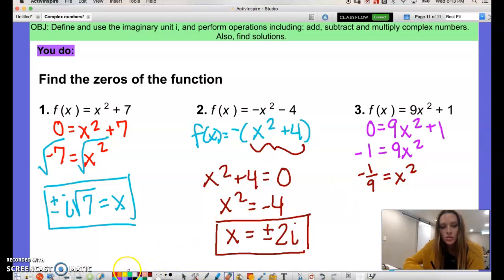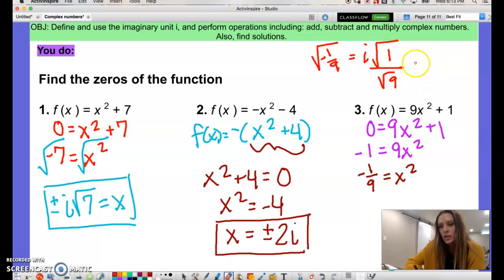Now I can still take the square root of this, right? It's another property that we have, that if we have -1/9, if I take the i out, it's the same as saying the square root of 1 over the square root of 9. Okay? So that's how you can think of it if it confuses you this way. So we'll take the square root of both of those, and actually, I don't want my negative there. So we want plus or minus 1/3 i equals x.